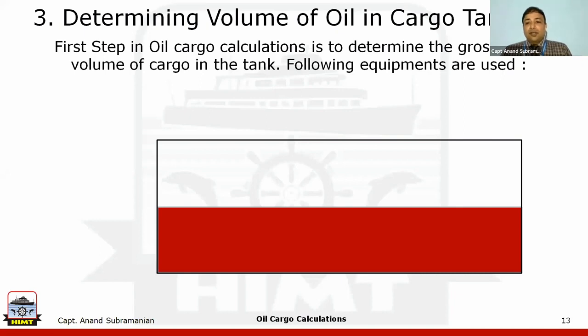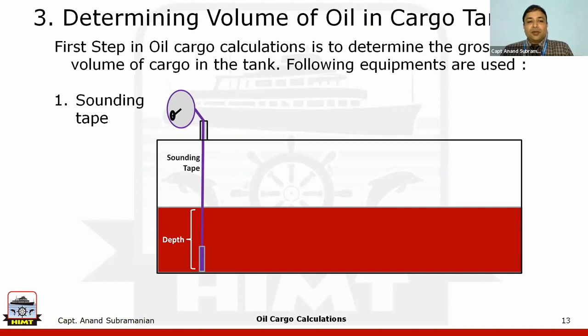And for finding out the volume, like I said in the previous example, there are some equipments which are used. The first one is a sounding tape. The same can be used. Sounding tape is normally used even for bunkering also. So something similar, the sounding tape. That means we have a sounding tape. It is put in a sounding pipe, and the sounding tape goes all the way down.